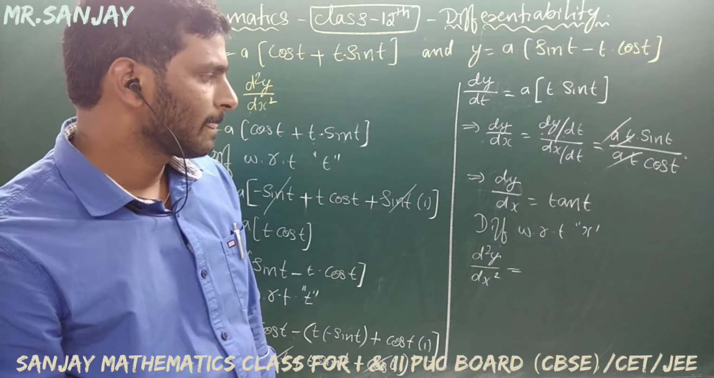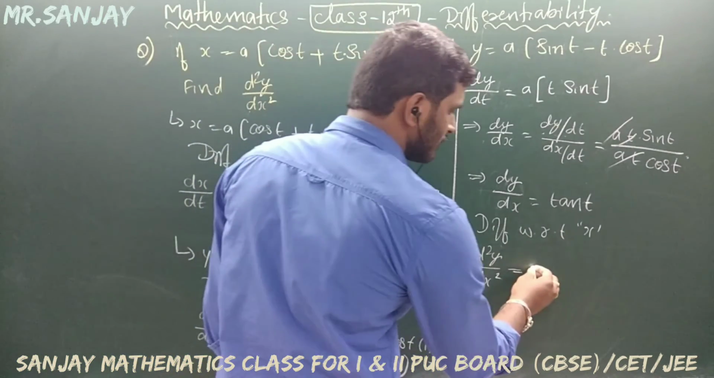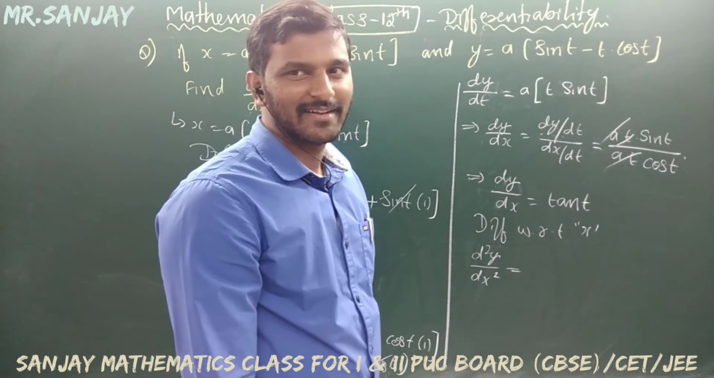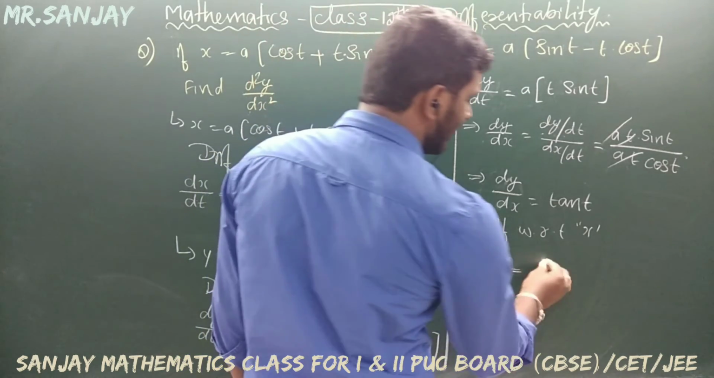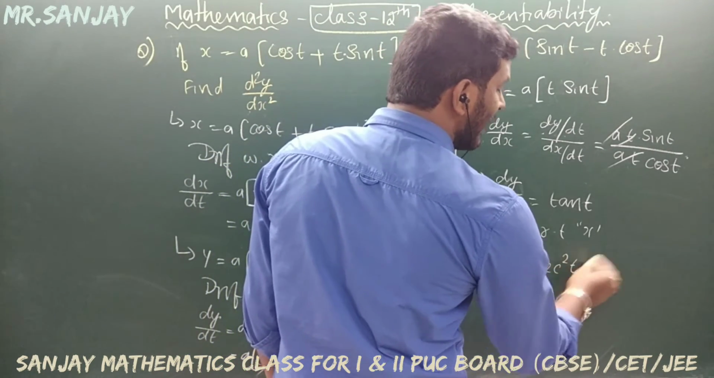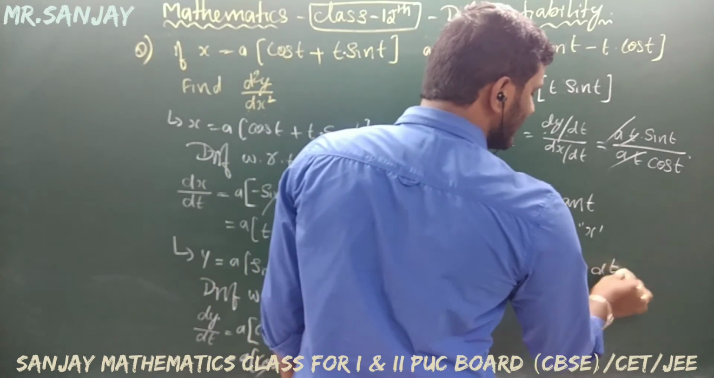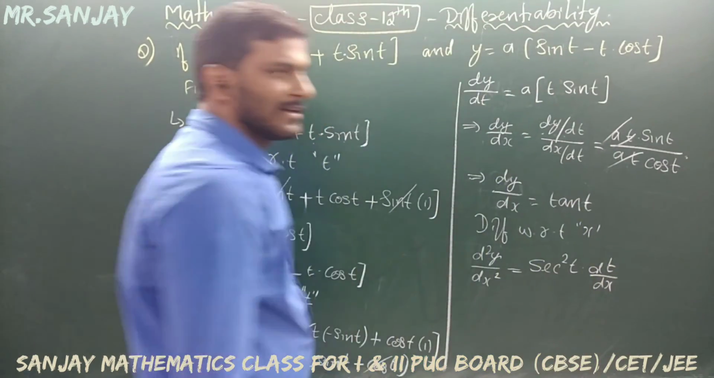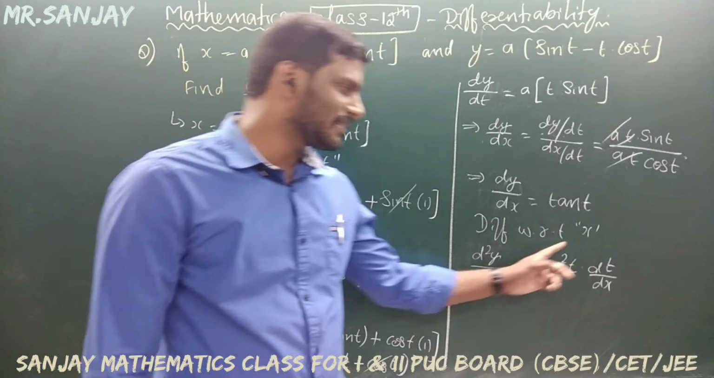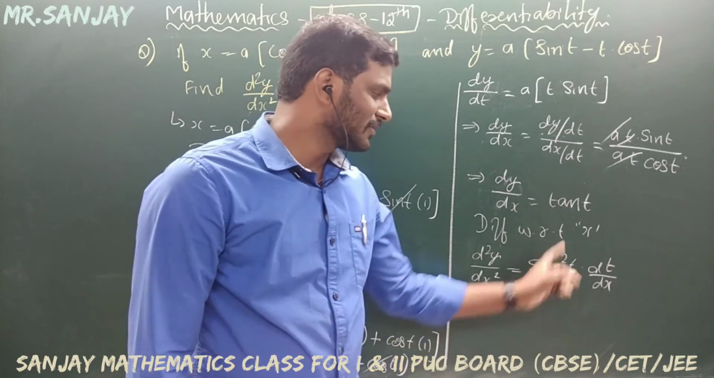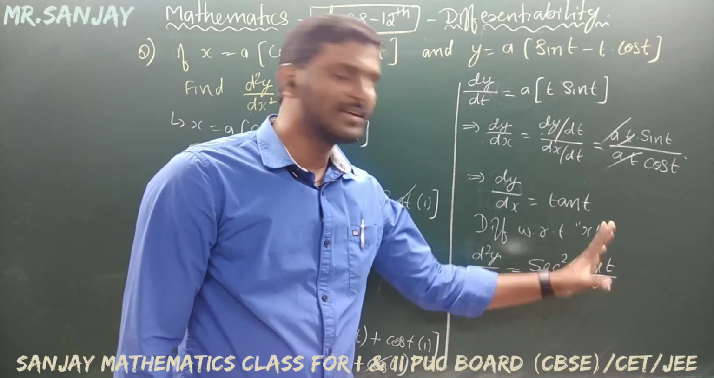How come minus, man? Secant square t, again we need to differentiate t, dt by dx, correct? Because we are differentiating with respect to x. So secant square t into dt by dx.